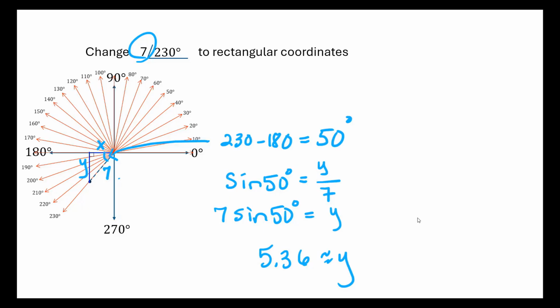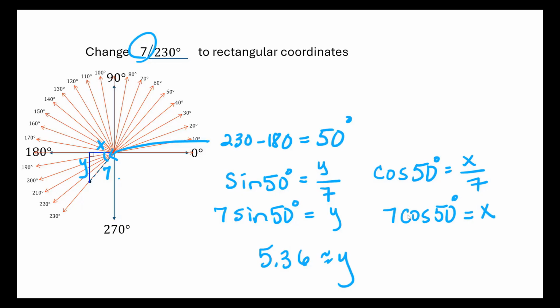Now we want to find our x. So we can use cosine to find x because our angle right here, the adjacent side is x. So cosine 50 is going to equal x over 7. Multiply both sides by 7, and you get cosine 50 times 7 is equal to x.